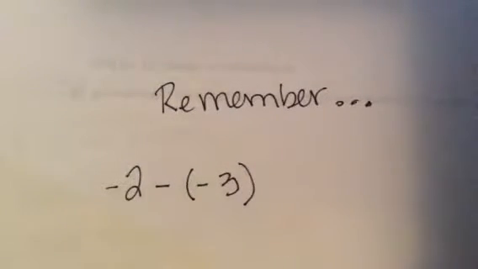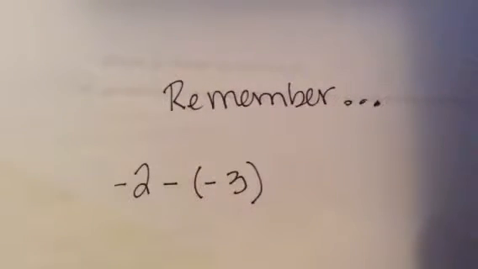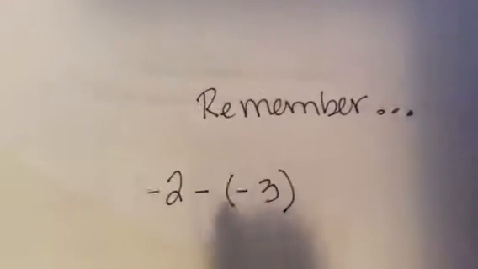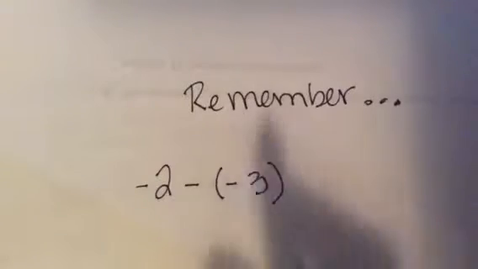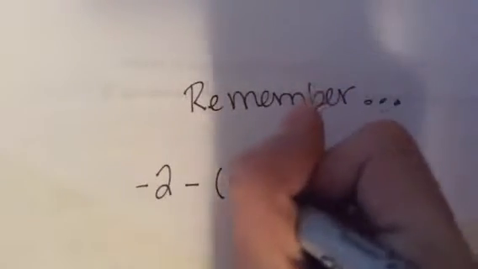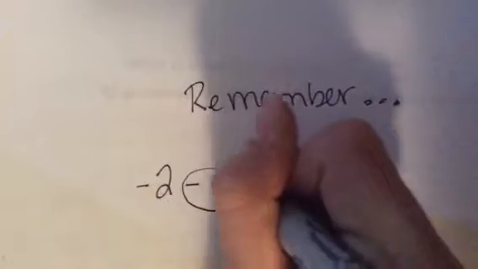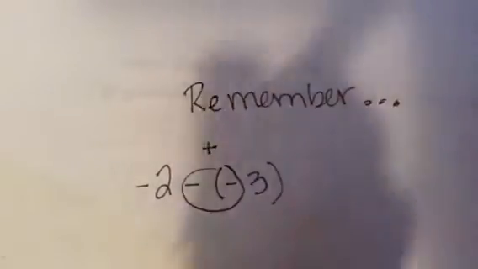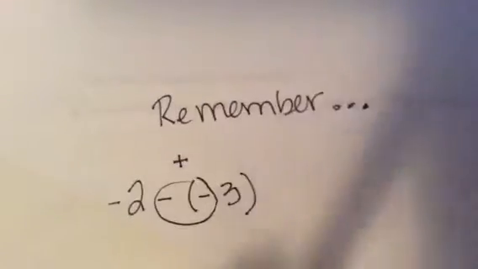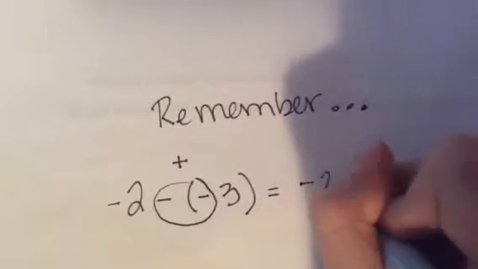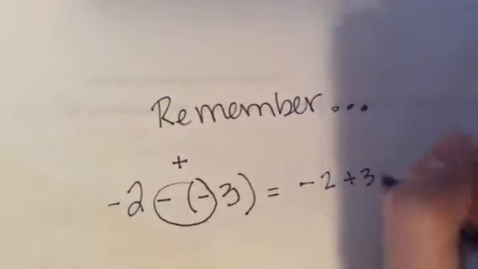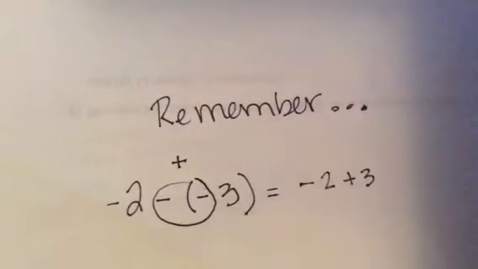Okay, so the first thing that you need to remember before you do the t-chart is that when you have a problem with two negatives like this, you're going to have an addition situation. So you would rewrite it as -2 plus 3.